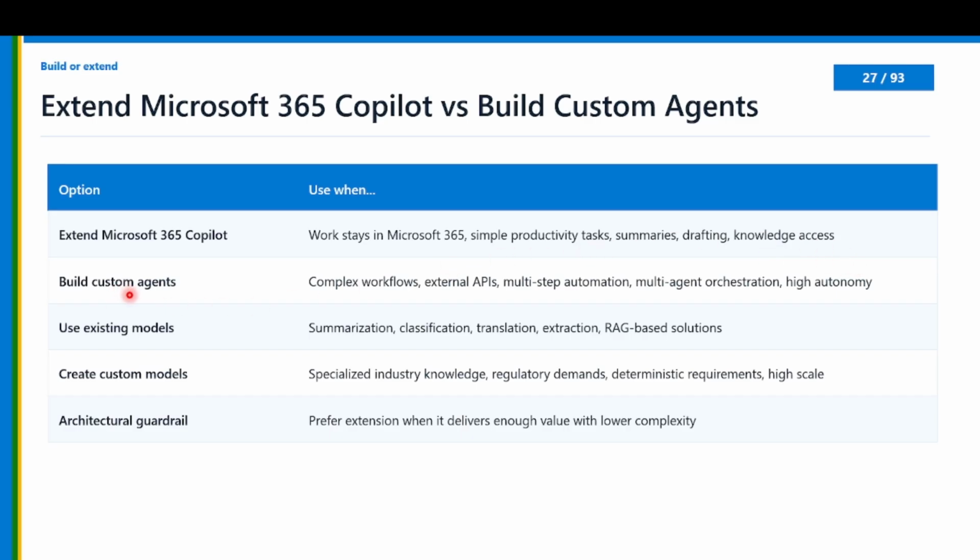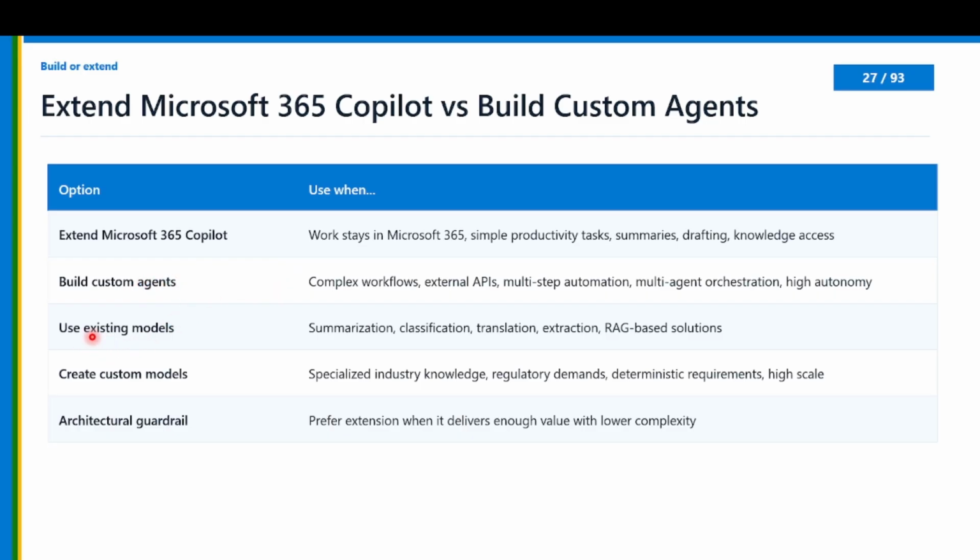But here, if you need to build a custom agent where you need high automation, multi-agent orchestration, multi-step automation, or when you need to connect to external APIs like external databases such as MongoDB, Cosmos DB, OneLake, any complex automation at all, build a custom agent. And Microsoft Foundry is required for building custom agents.